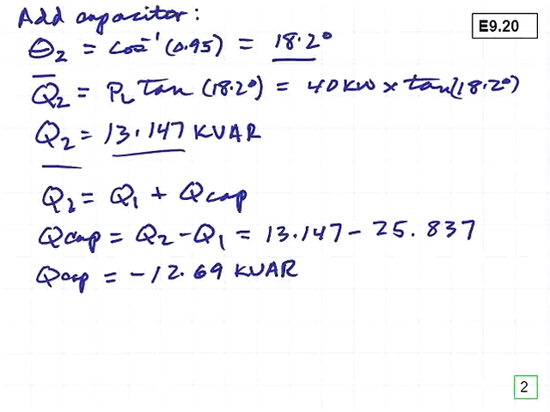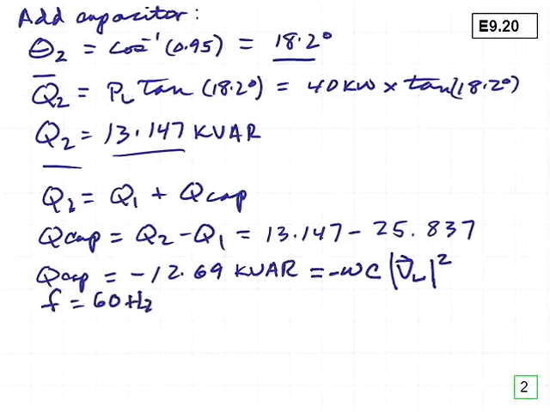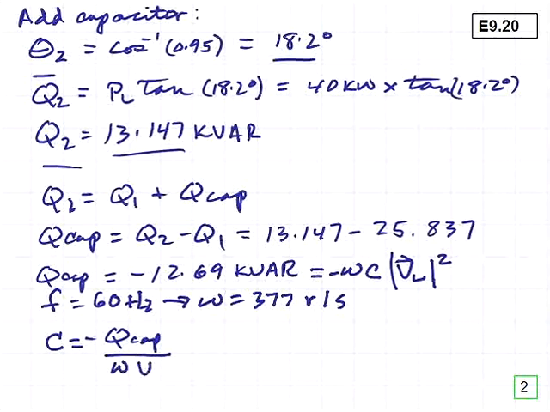The negative indicates that the capacitor supplies reactive power, and this is equal to, in terms of the capacitor value, omega C times the line or load voltage magnitude squared, with a minus sign in front of that expression as well. So the frequency was given as 60 hertz, which gives us a value for omega of 377 radians per second. Now we can calculate the value of the capacitance as minus Q capacitor divided by omega times the magnitude of VL squared.